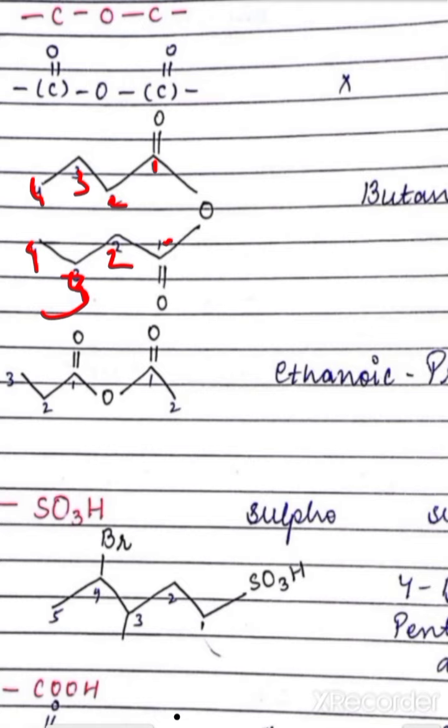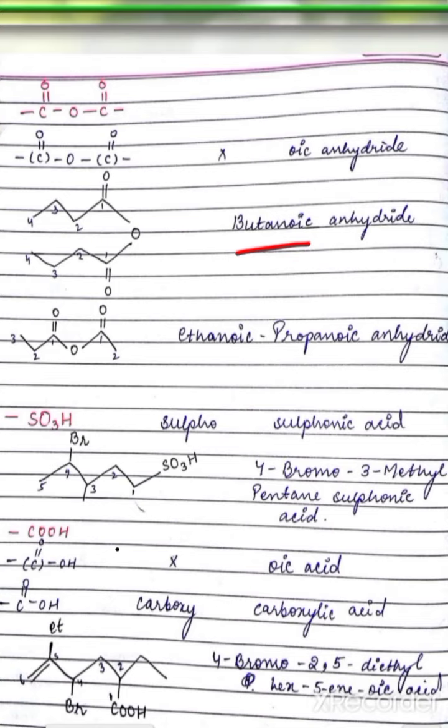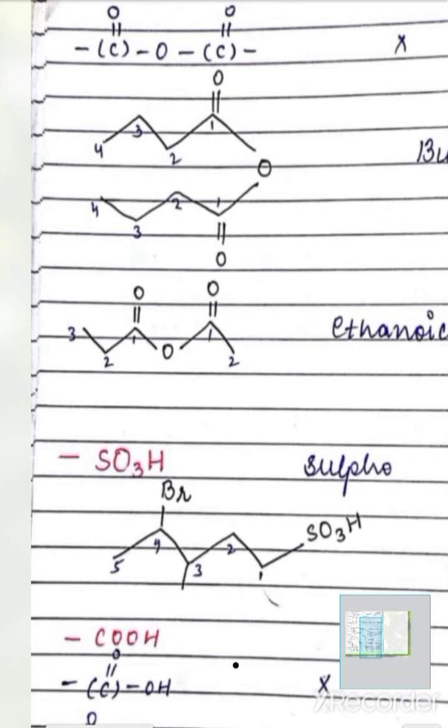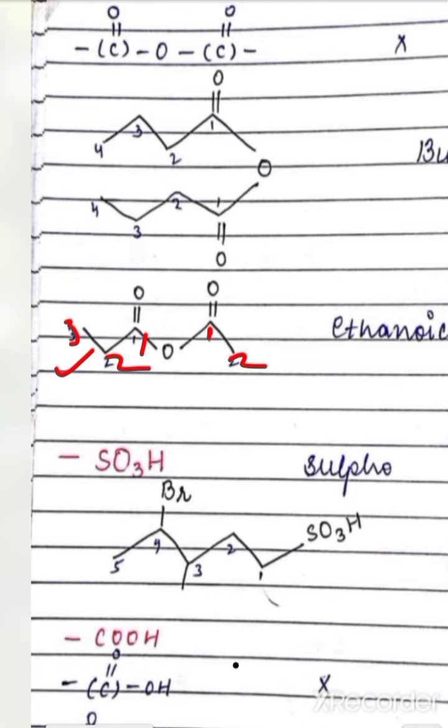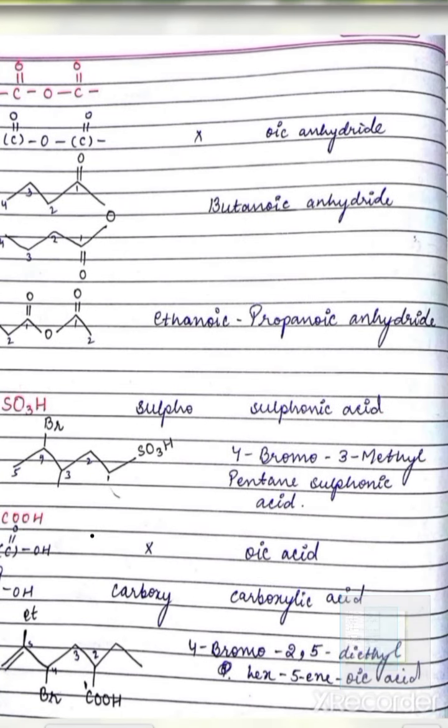So its name will be butanoic anhydride. We write the butanoic word only once, like this, butanoic anhydride. Now if the two chains are of different numbers of carbon atoms, like in this example, one chain is of 2 carbon and the other is of 3 carbon, so we write the names separately, that is ethanoic propanoic anhydride. Ethanoic propanoic anhydride. It is written according to alphabetical order as usual.